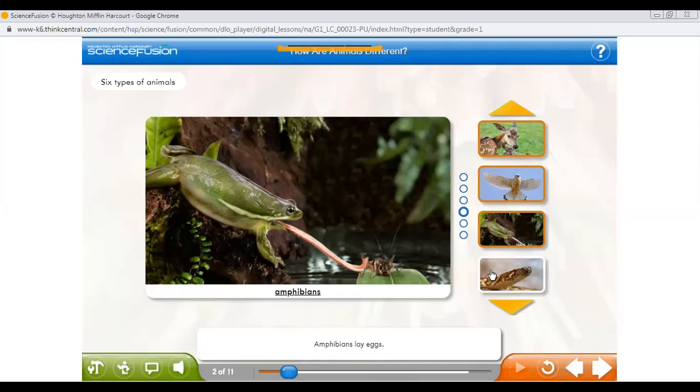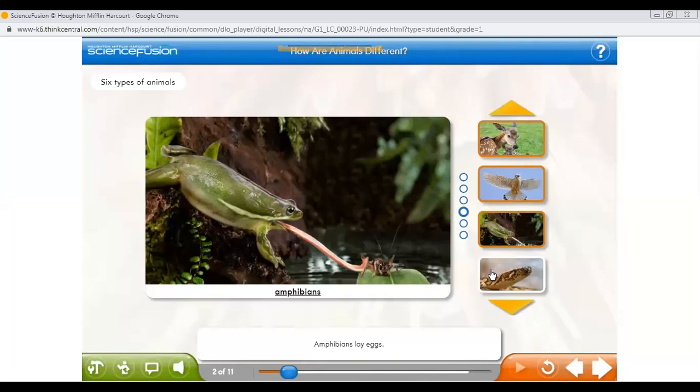It lays eggs. And where does it lay its eggs? It lays the eggs in the water. And the small eggs live in the water. And when they grow big, like the frog, they come out of the water. So these are the features of amphibians. The amphibian's body is wet, they can live both on land and in water, and they lay eggs.